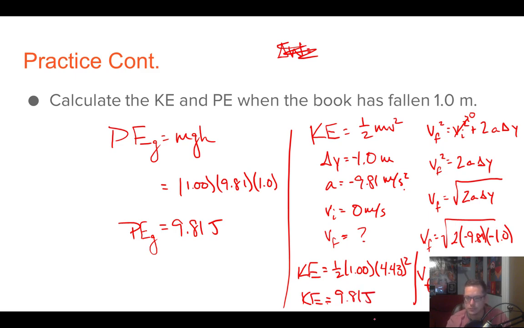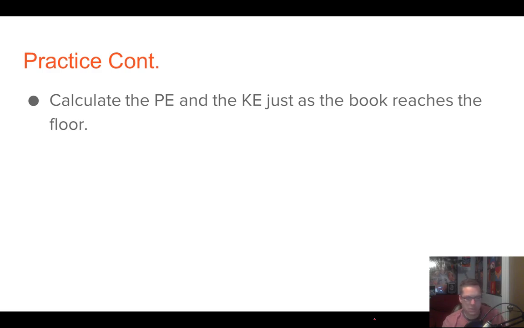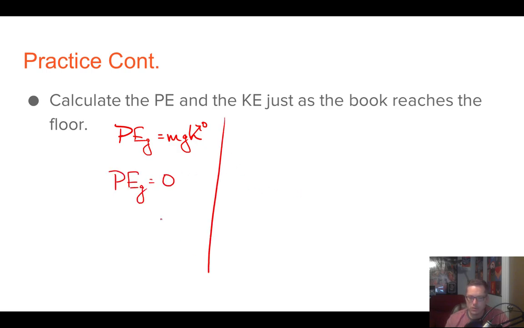All right. Calculate the potential. Last one, I promise. Calculate the potential and kinetic energy just as the book reaches the floor. Well, the potential energy due to gravity is equal to mgh. When we just reach the floor, our h is equal to 0, so anything multiplied by 0 is 0. So the potential energy is 0.